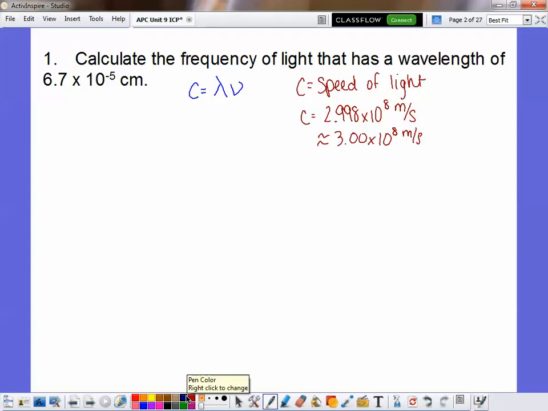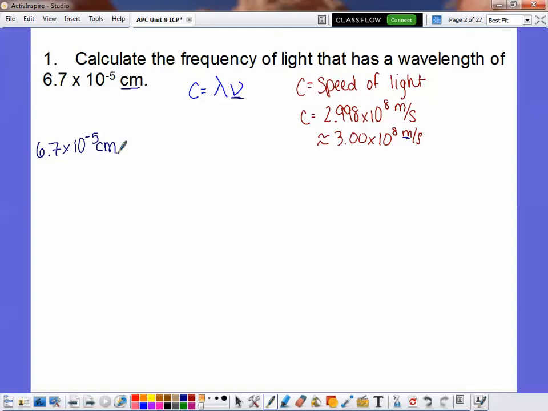All right, so we are finding the frequency. Which variable are we solving for? Nu. We know c, and we know lambda. Lambda is our wavelength. But notice that the units for c, our speed of light, are meters per second, and our wavelength was in centimeters. Remember before I said we need wavelength in meters. The reason is that the speed of light is meters per second. So we're going to have to convert that 6.7 times 10 to the negative 5th centimeters to meters.